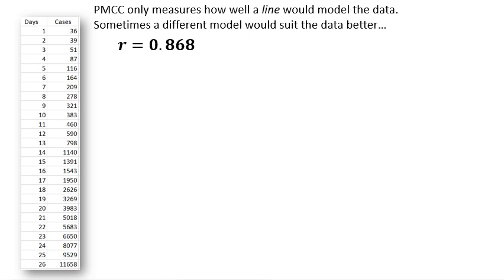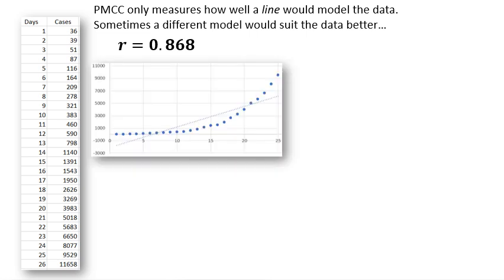If you look here, we've got 26 days and cases listed as essentially the Y values. If you plot this data, you'll find that you can calculate the product moment correlation coefficient, and it comes out at a whopping 0.868, which would probably count as good in anybody's book. But if you look at the graph, it tells a slightly different story.